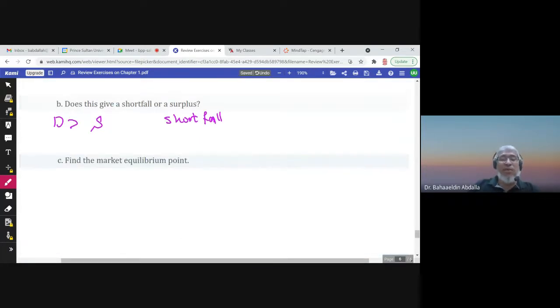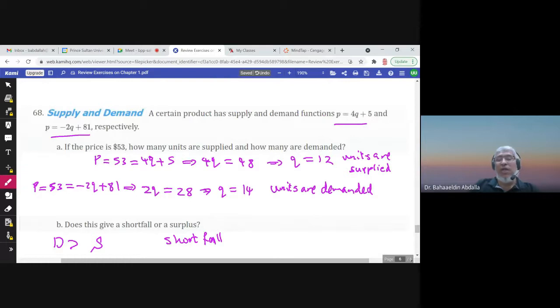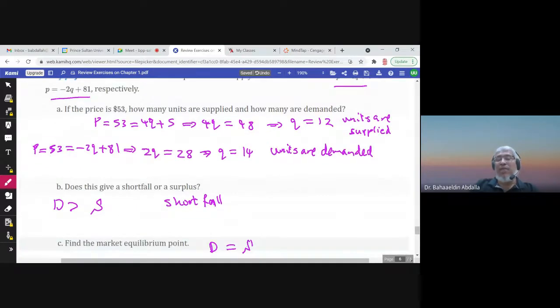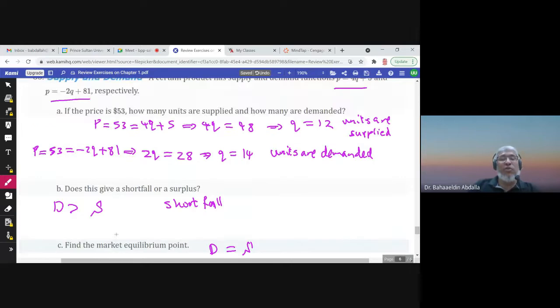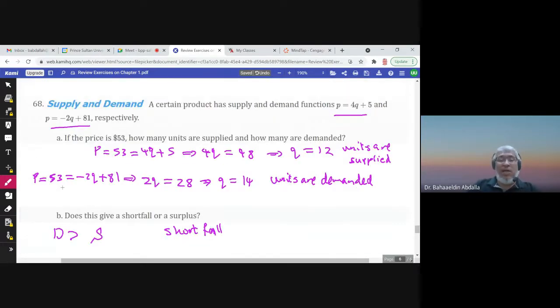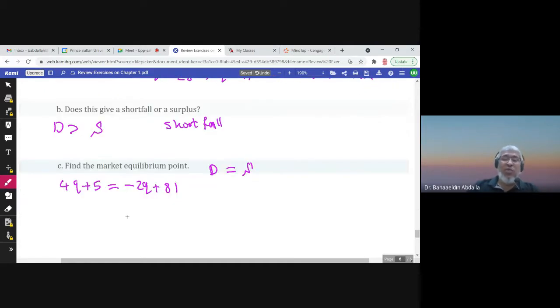Find the market equilibrium. The market equilibrium is when the demand equals the supply. So 4Q plus 5, this is the supply, should be equal to the demand, which is negative 2Q plus 81. Remember, the slope of the demand is negative. The slope of the supply is positive.